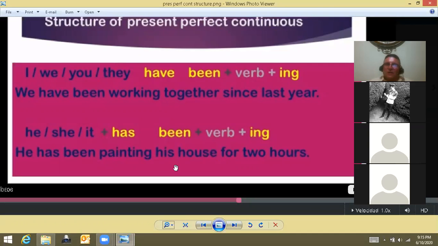And what about the second one? He's been painting his house for 2 hours. How would you make that into a negative question? Hasn't he been painting his house for 2 hours? Exactly. All right, good. So how do you ask a person, ¿qué no has estado ahorrando dinero? How will you make that question in English? Have you been saving money? Haven't you been saving money?